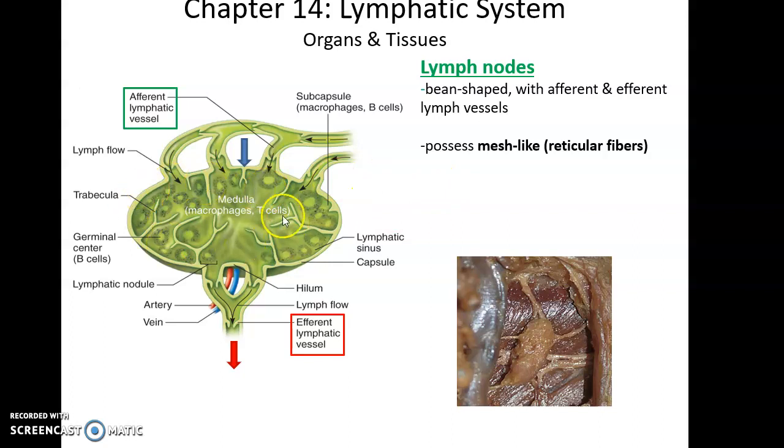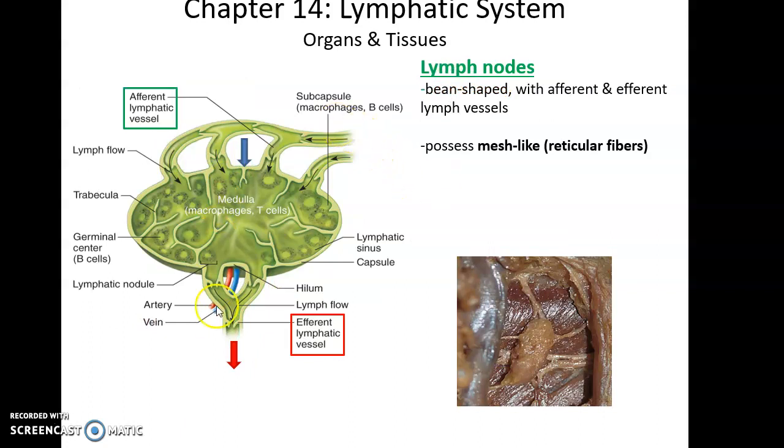Lymph nodes are shaped kind of like beans. Here's a lymph node that's been isolated in a cadaver. And as you can see, the afferent lymphatic vessels bring the fluids in, and the efferent lymphatic vessel carries the fluids out. It has a mesh-like structure on the inside made of reticular fibers that allows it to filter any debris. And of course, there are also lots of immune cells, lymphocytes, and macrophages located within the lymph node.